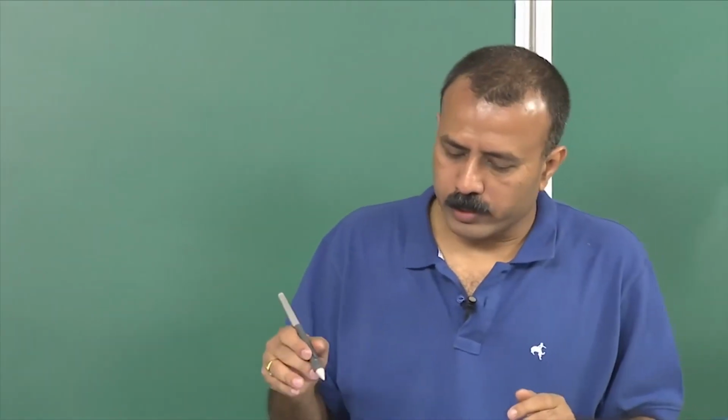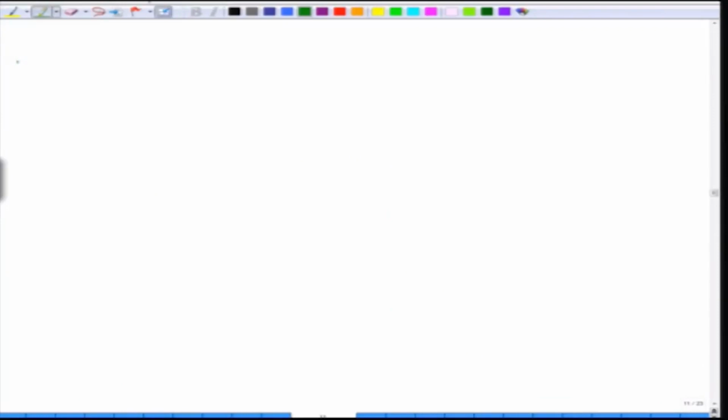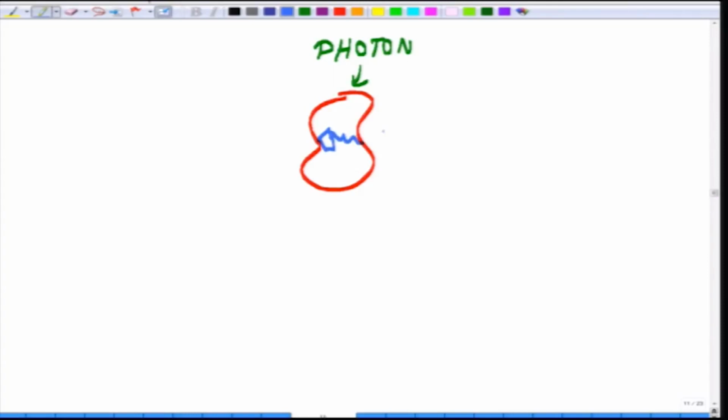Okay, let's move on to the next slide. Okay, so the next thing that happens is this. Once the 11-trans retinal is formed, let's go back. Here the photon is falling on the moiety sitting there. So the photon has formed 11-trans retinal. This 11-trans retinal then dissociates from this structure.